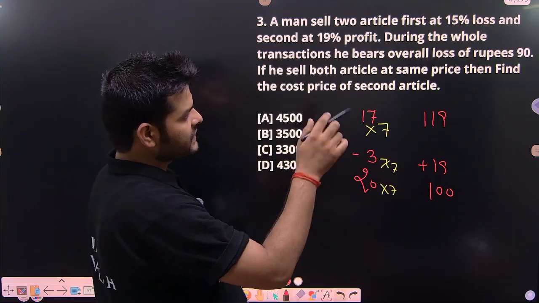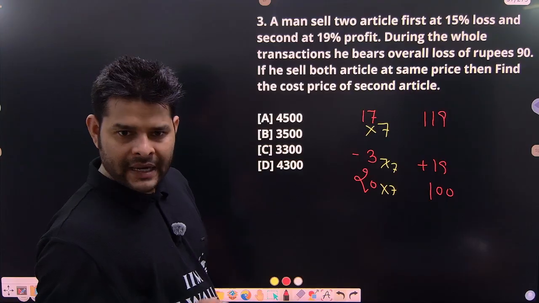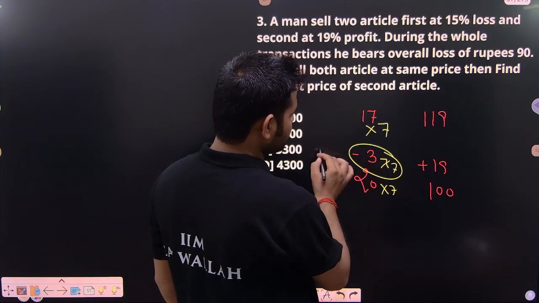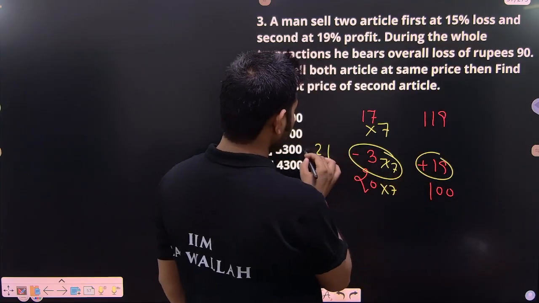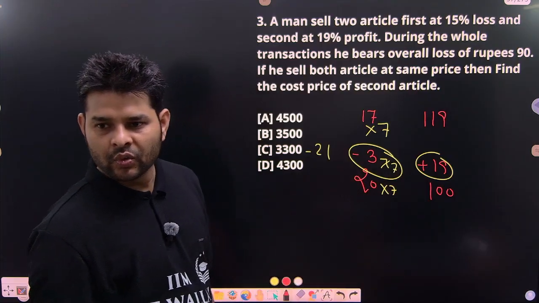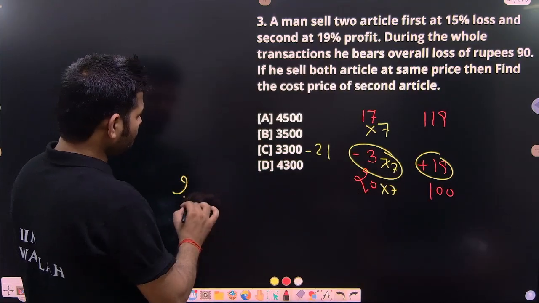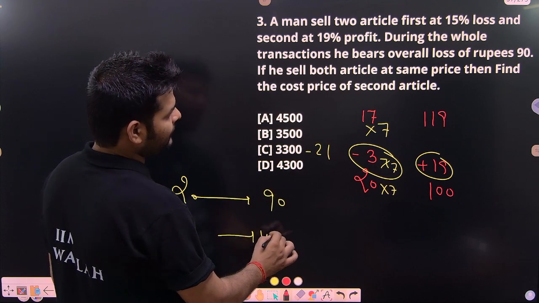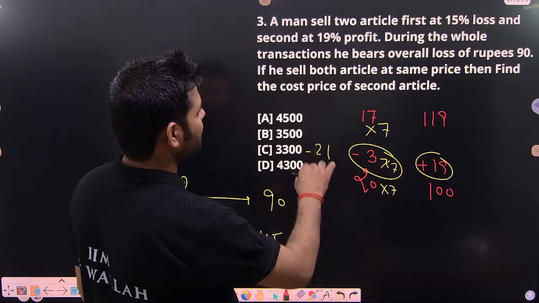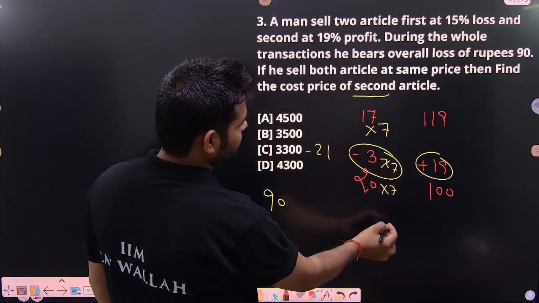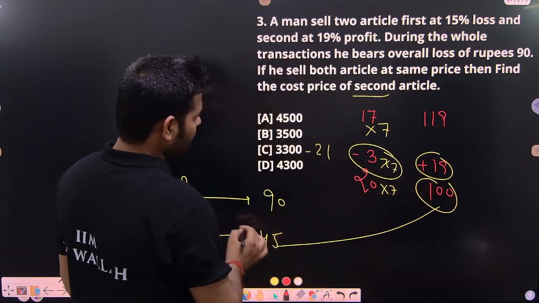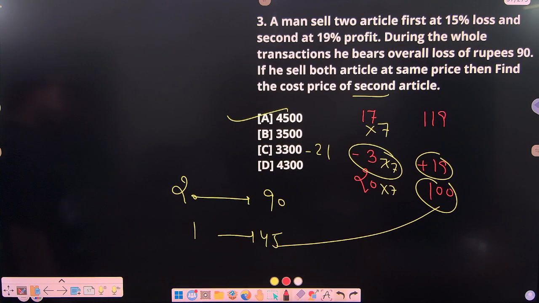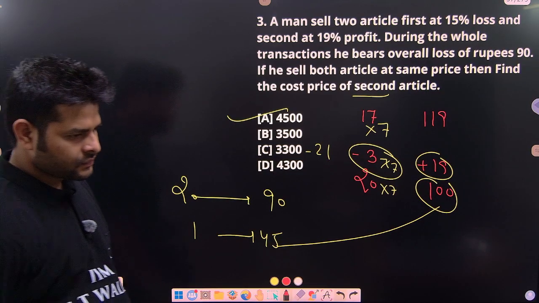In the overall transaction, 90 rupees is your loss. So in that overall transaction, this is 21 and this is 90. If you subtract, you will get 2. So overall 2 units of loss represent 90. 1 unit will represent 45. So what have you been asked? The cost price of the second article. The cost price of the second article would be 45. Fantastic question. Nice one.